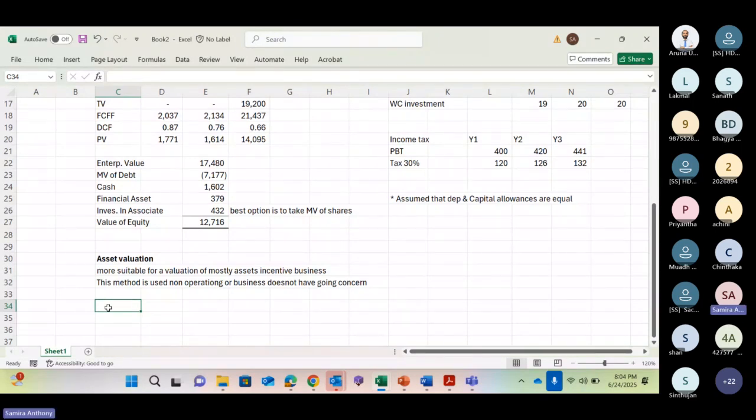Discounted cash flow valuation method, right? When selling or acquiring a company having future earning potentials.